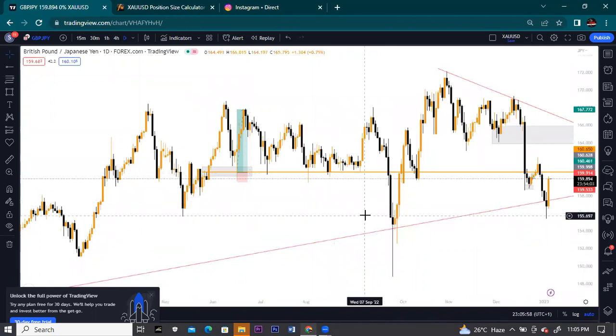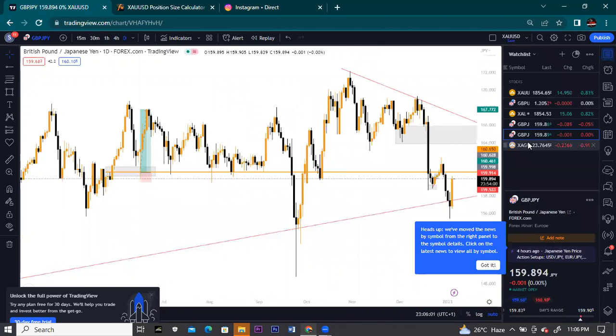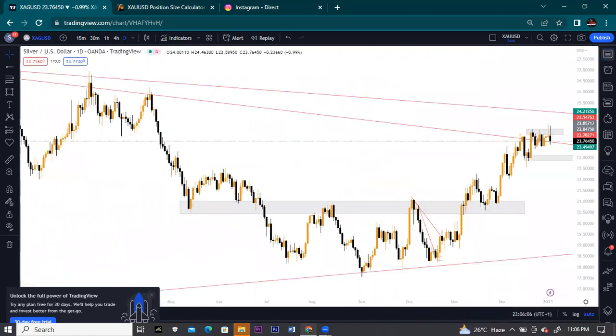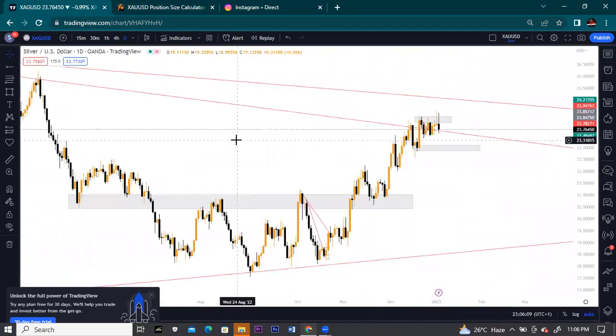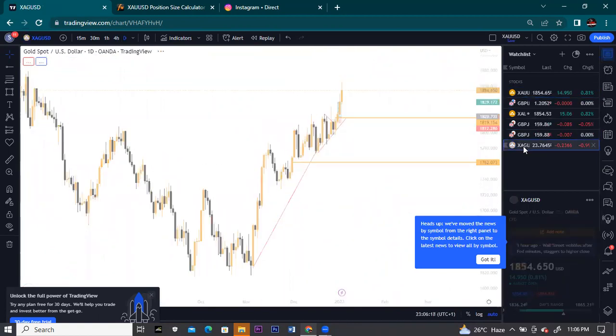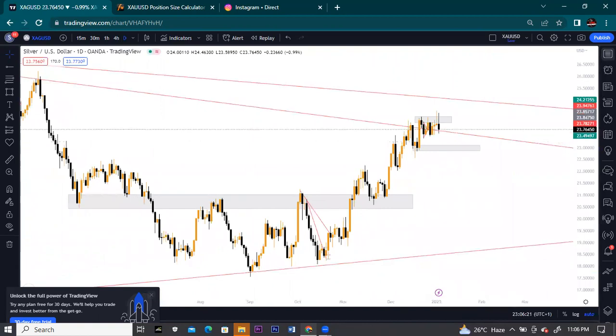This is one of the pairs, and if you go to silver, we trade gold, but it works also on silver. They are on my watch list too. It works perfectly well. Silver moves exactly like gold. You see the way it is now. If you go to gold, you see similar movement. So this strategy works on silver, which is XAG USD. I give you a guarantee that it works perfectly on GBP JPY and silver, in addition to gold.